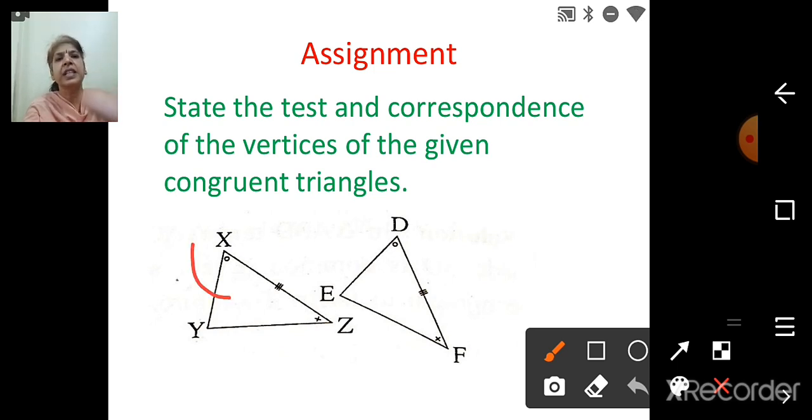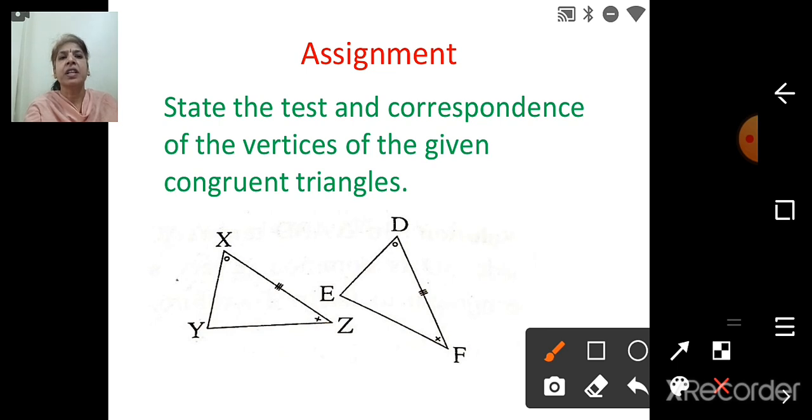So you know that angle X is corresponding with D. You can see the identical marking. Then Z corresponding with F. And then side also XZ congruent with DF. The identical marking is given. So first we will write the name of the triangles. In triangle XZY and DFE. Then you will write the correspondence. XZY corresponds to DFE.